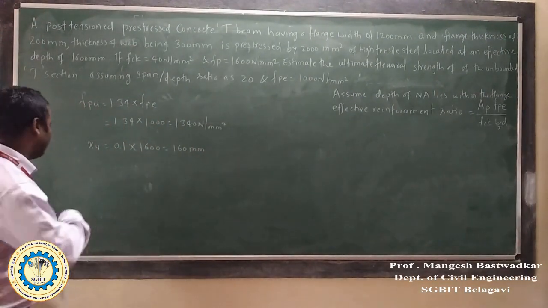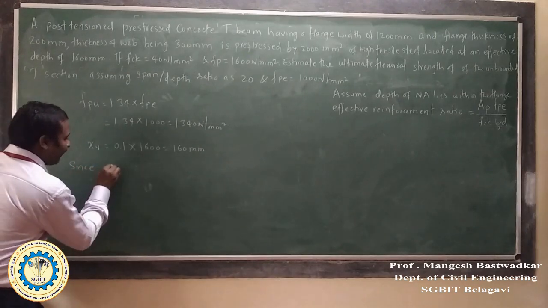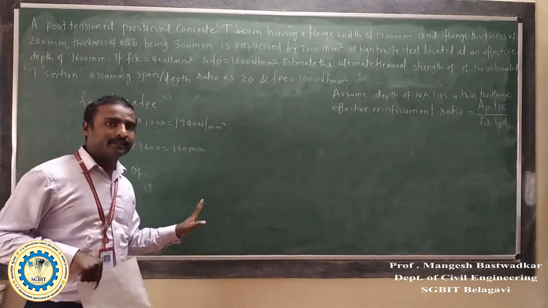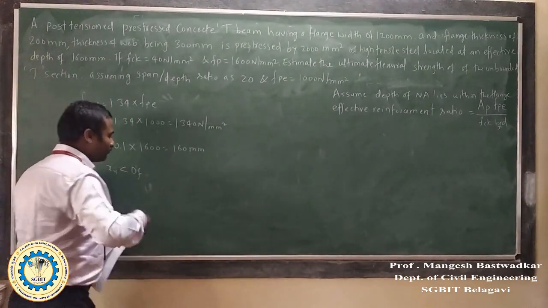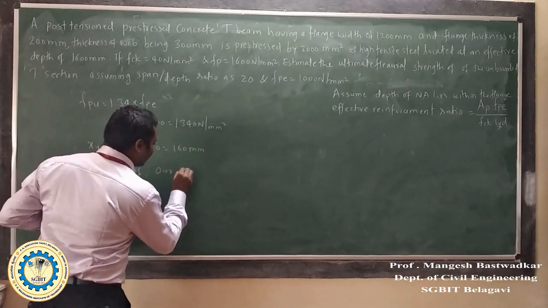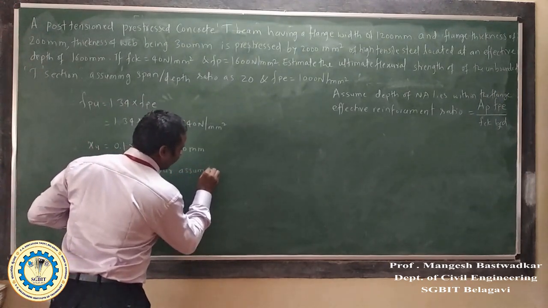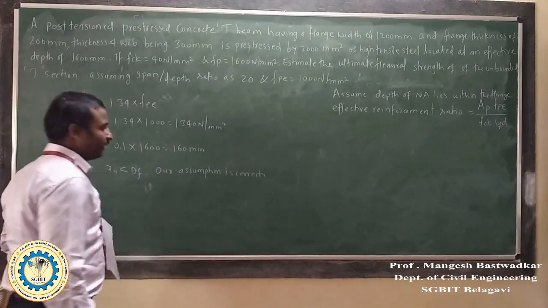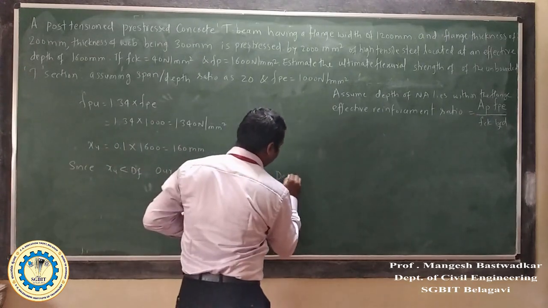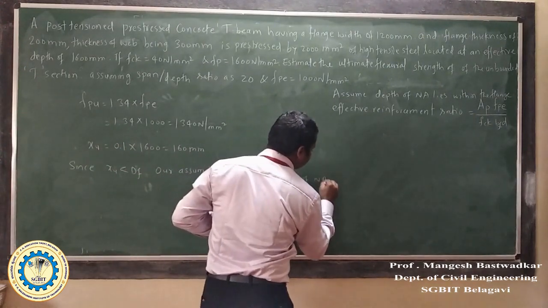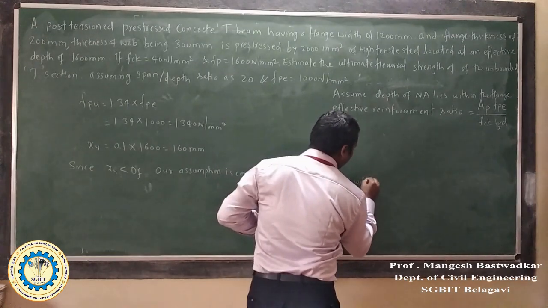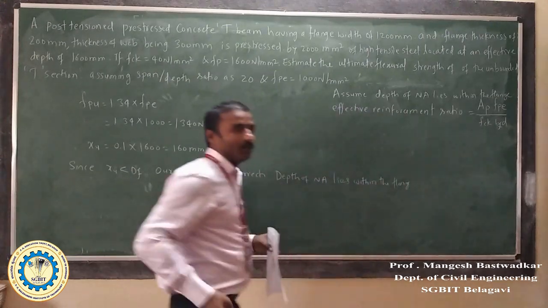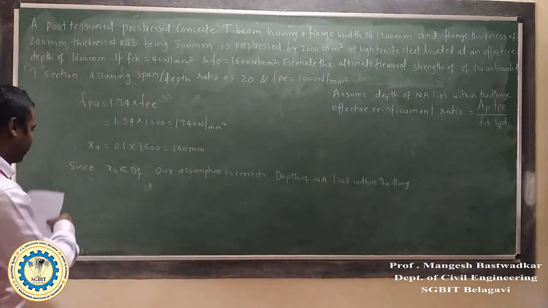Now since XU is less than DF, the depth of neutral axis is within the flange, so our assumption is correct. Depth of neutral axis lies within the flange. Therefore, whole section will act as a rectangular section.